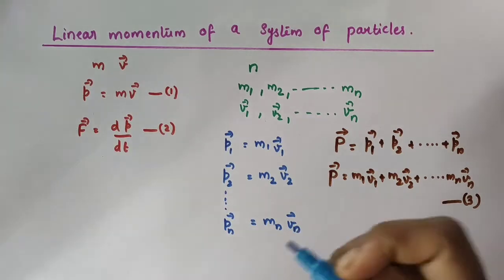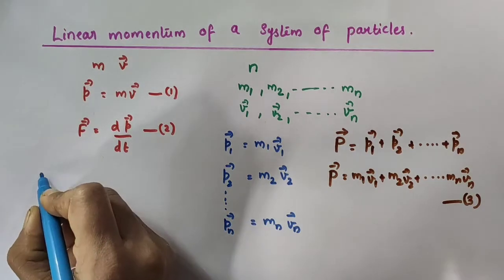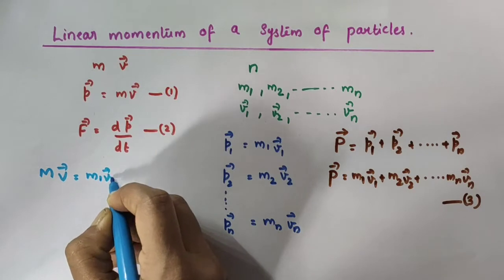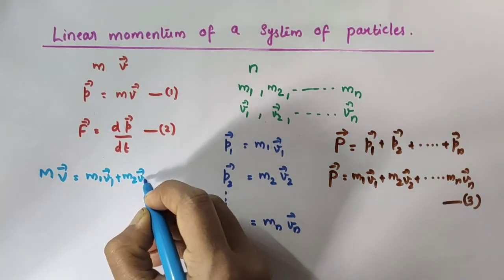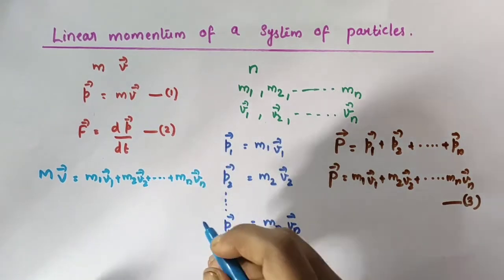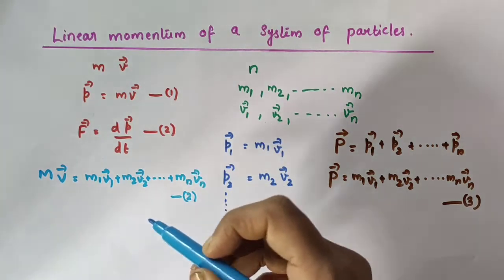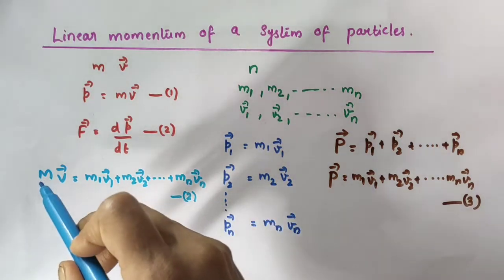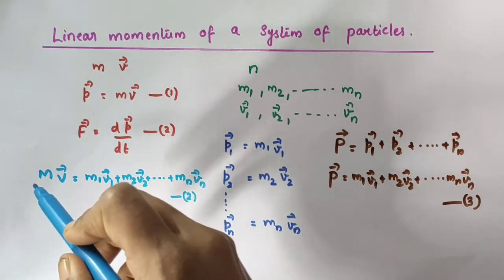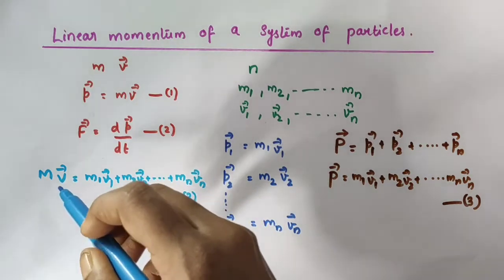Now, when we discussed motion of center of mass in our previous video, we got one such equation, that is M into vector V is equal to m1 into vector v1 plus m2 into vector v2 plus etc. plus mn into vector vn. This was equation number 2 in the previous video. I will provide the link in the description box. If you want, you can watch that. Here capital letter M is the total mass of the system, which was considered as concentrated at the center of mass, and vector V is the velocity of the center of mass.